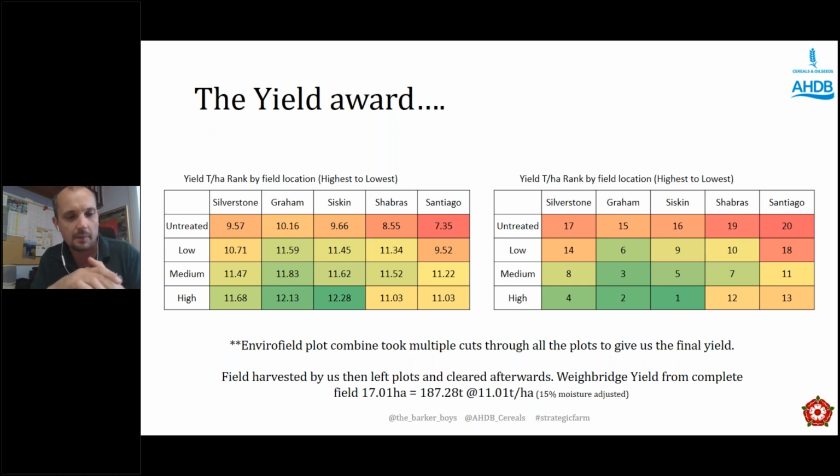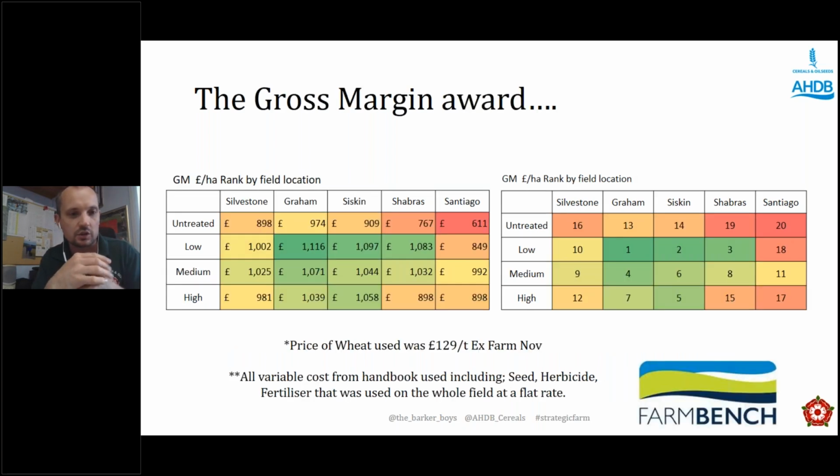So then when we use the benchmarking tools within the AHDB, we put this all into crop bench, farm bench, and so we started breaking it into the gross margins and net margins. So hopefully the next slide will show gross margin, and you can see that where we had actually reined right back, the payback for gross margin was always in favor of the low and the medium. The untreated obviously lost out on the yield, and it basically shows that you can get quite a profitable crop of wheat.